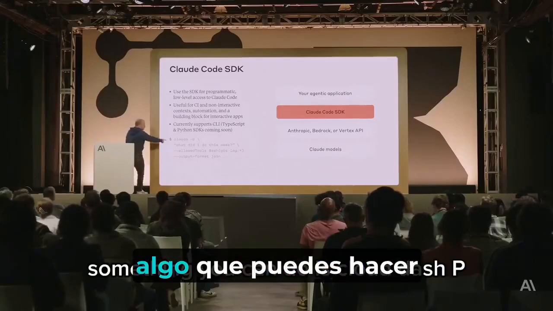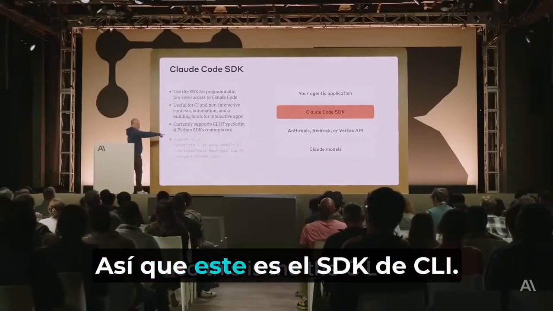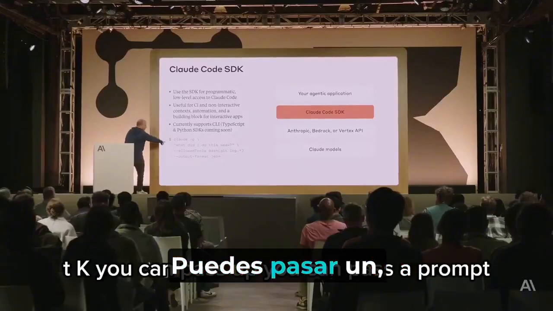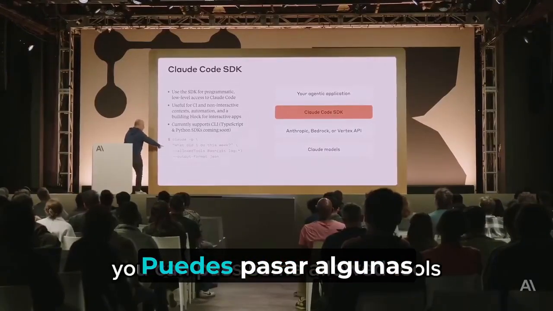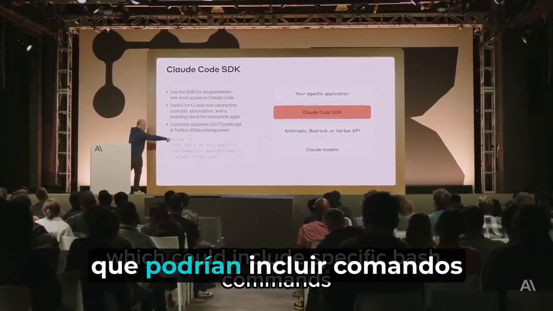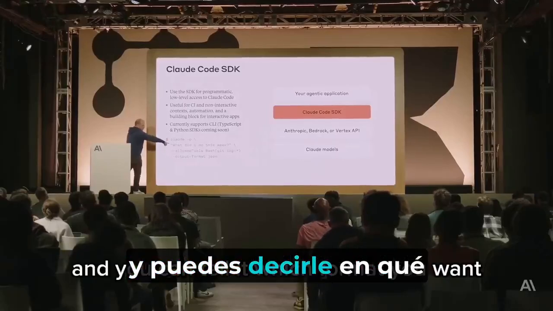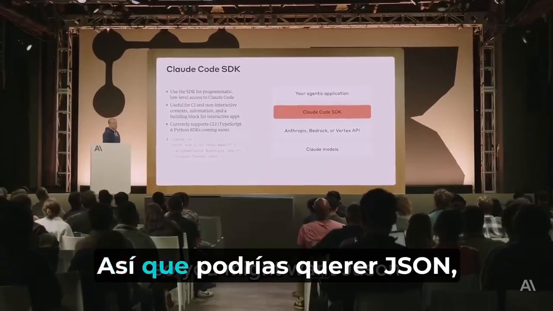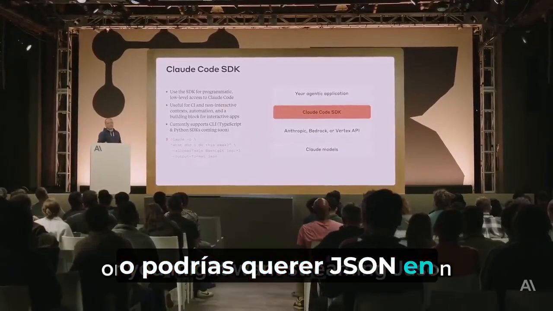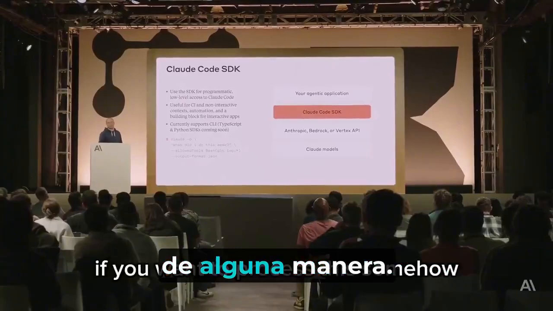And so, for example, something you can do is claude -p. So this is the CLI SDK. You can pass a prompt. You can pass some allowed tools, which could include specific bash commands. And you can tell it which format you want. So you might want JSON, or you might want streaming JSON if you want to process this somehow.